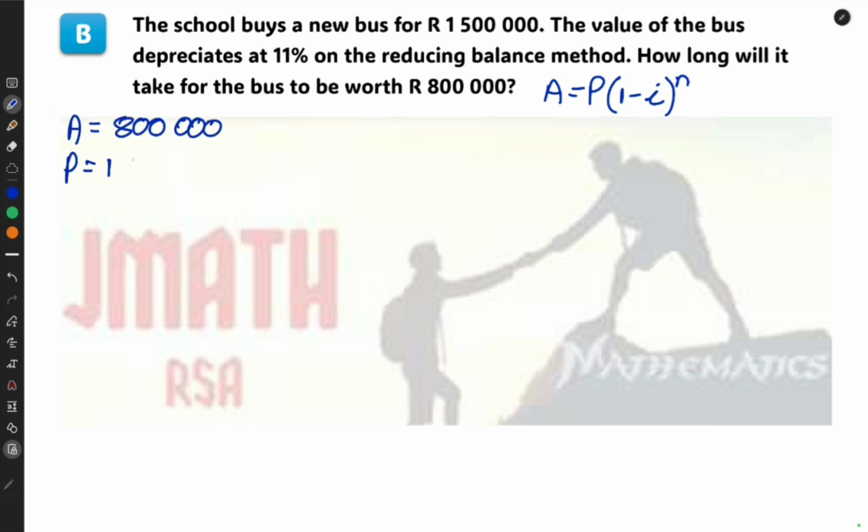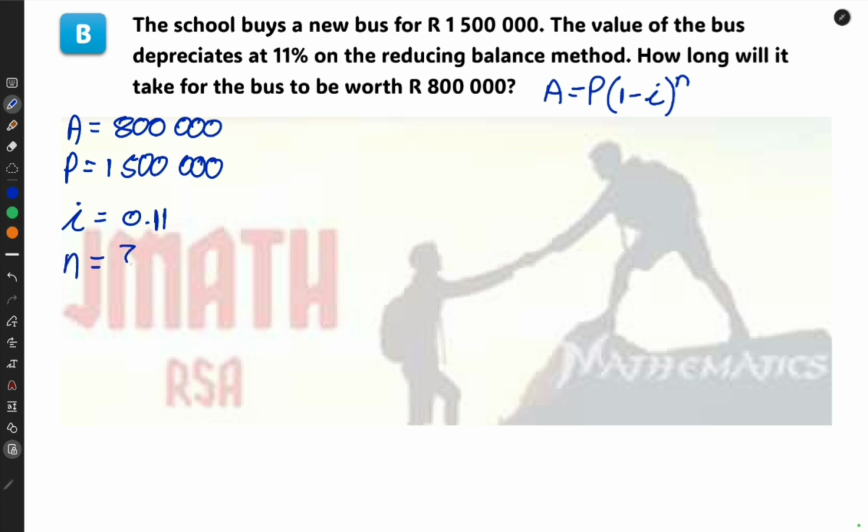P, it started at 1.5 million, so I can fill that in there. I, they tell me is 11%, but you'll notice they don't tell me compounded in any way. So then you assume that it's annually. Whenever they say reducing balance method, it's not simple interest. It must be compound, but it's not monthly or quarterly or anything else. So I'm just going to keep it 0.11.